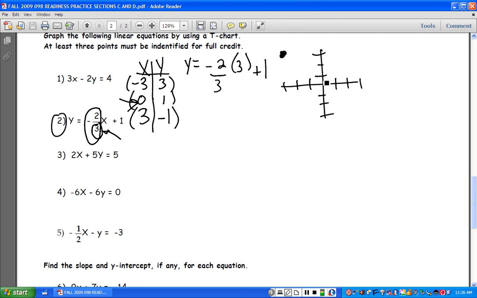0, 1 here. X is 0, so I don't go right, don't go left. Y is 1, so I went up 1. Alright, and then the last point is 3, so X is 3, go right 3, and Y is negative 1, so down 1. So that's about right there. And so my line, I connect the dots, is going to be something that looks about like that. Okay, there's that one. Alright, look at the next one.